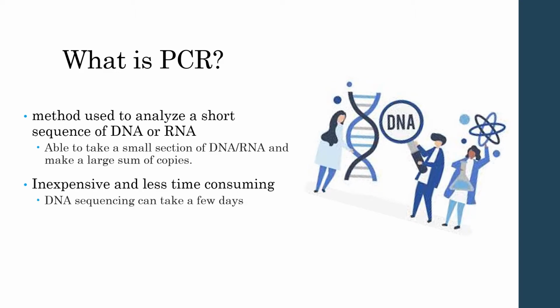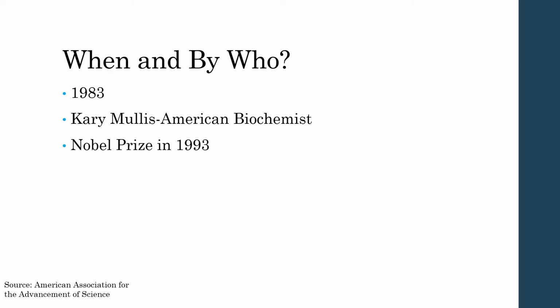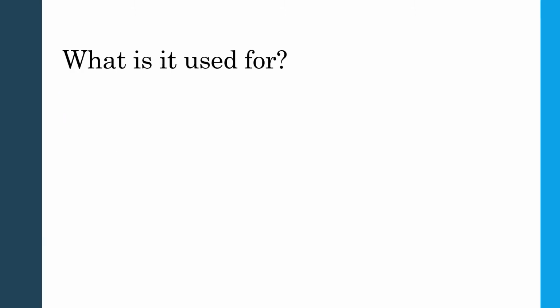In comparison to DNA sequencing, which can take a few days, PCR is a lot less time consuming and pretty inexpensive. In 1983, Kary Mullis, an American biochemist, developed PCR, for which he later won a Nobel Prize in 1993. This is just a quick overview. We're going to get more into it in a little bit. I'm not going to go too in depth about him, but it is really interesting how and why he did it.